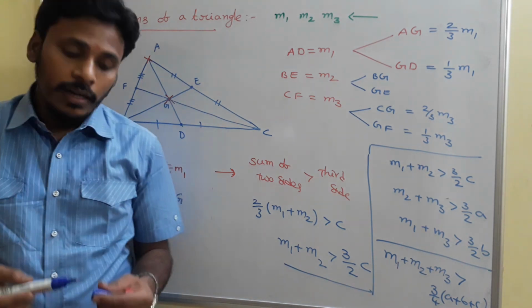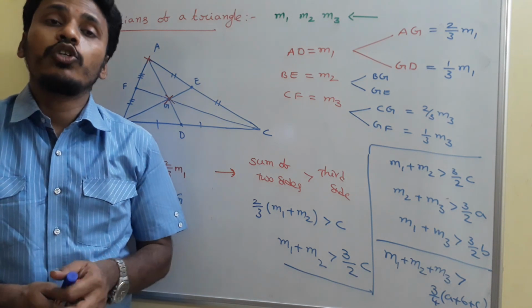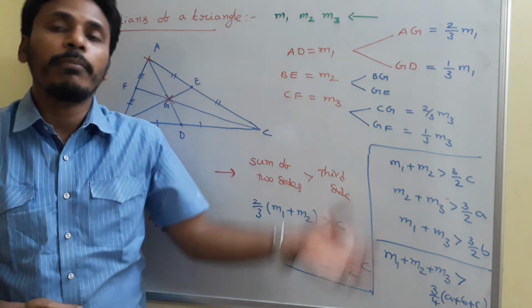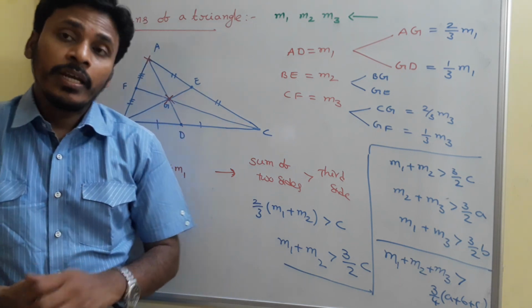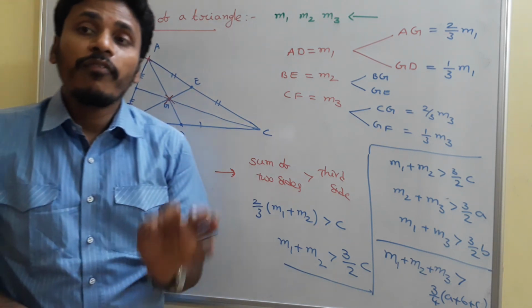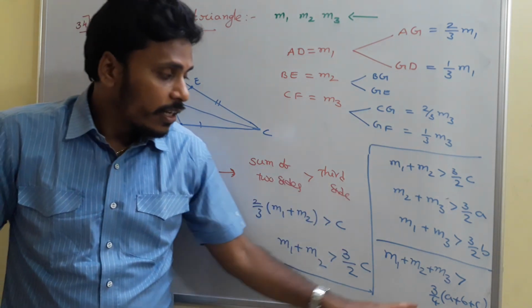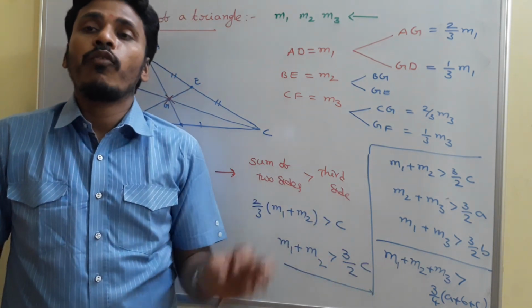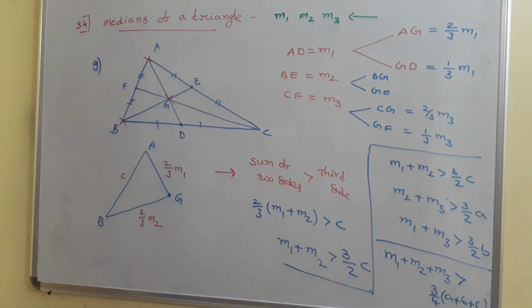In the previous point F, I mentioned that the sum of the squares of the medians relates to the sum of the squares of the sides. Here, in this point, the sum of the direct lengths of the medians is greater than 3 by 4 times the sum of the lengths of the sides. Everything you need to identify. Just analyze it and try to memorize them. Just have a look.